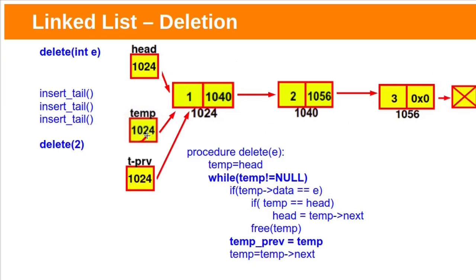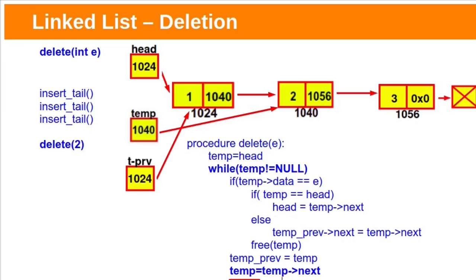Before advancing this temp pointer, store temp contents in another pointer, temp previous, which will be pointing to the previous node of temp. You can do that by this statement. Then advance the temp pointer, temp equal to temp next. Now temp will be pointing to this node. Here again temp is not null, and here temp data is 2, which is equal to E value 2.